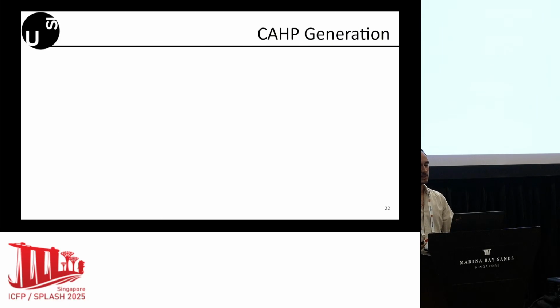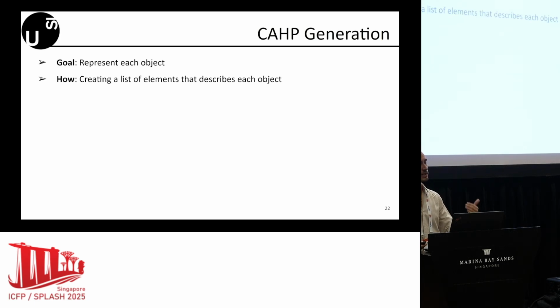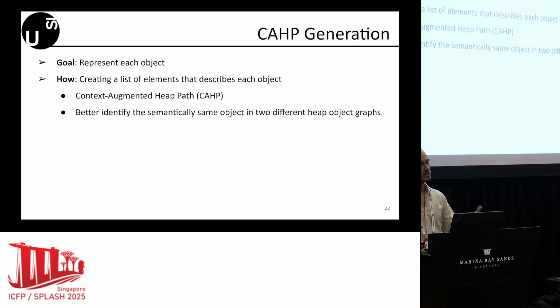Due to a matter of time, we would like to explain here only the CAHP generation step. The goal of this step is representing each object by creating a list of elements that describes it. This list of elements is in practice our CAHP that is used to better identify the semantically equivalent objects in two different builds of the same program.